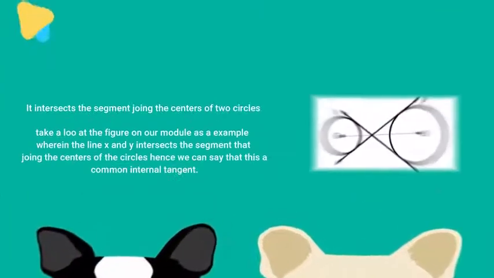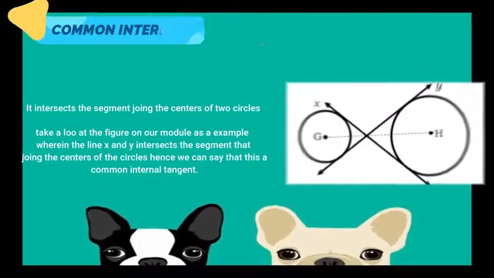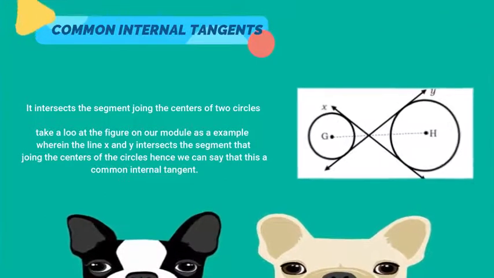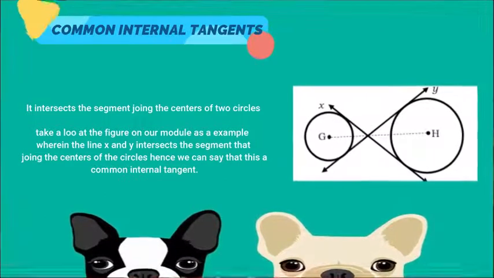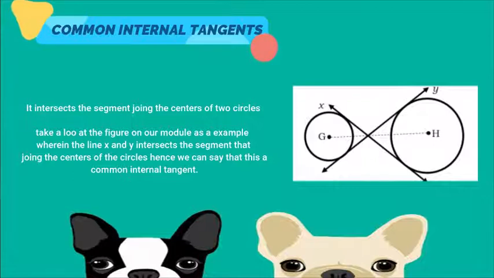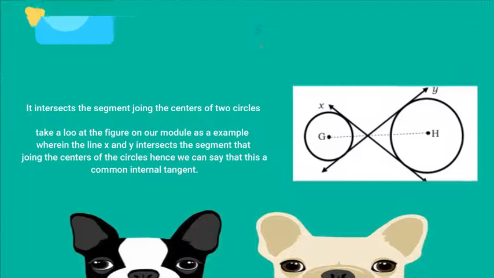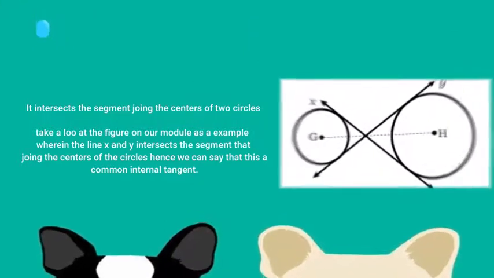First is the common internal tangent. It intersects the segment joining the centers of the two circles. Take this figure in our modules as the example, wherein the line XY intersects the segment joining the centers of the circles. Hence, we can say that this is a common internal tangent.